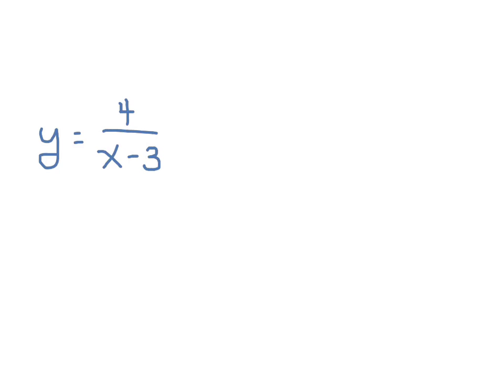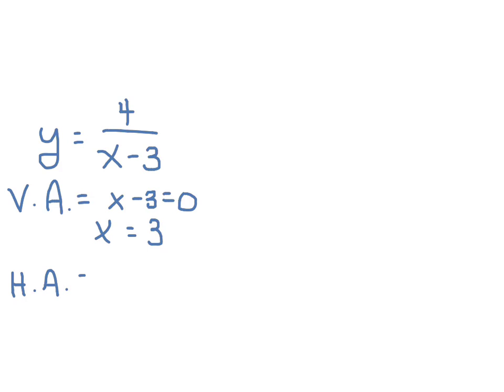So, first one, the vertical asymptote is where you'd set the bottom equal to 0 and solve for x. So x minus 3 equals 0, or x equals 3. That's the vertical asymptote. Everybody okay with that? Okay, now, the horizontal asymptote.